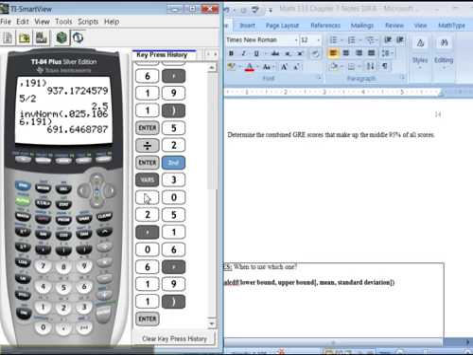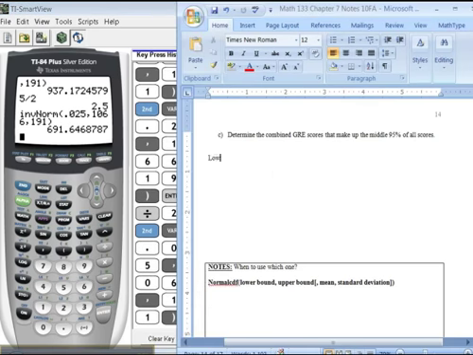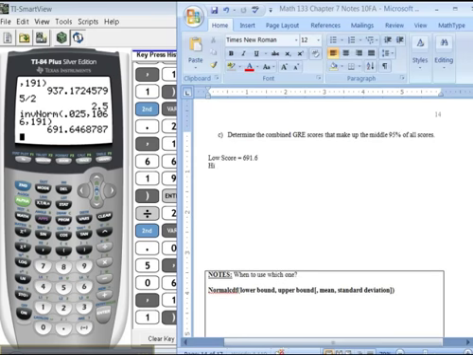There's the low score. The low score equals 691.6. What's the high score? The high score would be on the right-hand side. So keep in mind what the curve looks like. Just imagine a picture for yourself. You've got 2.5% on the left tail, you've got the middle making up 95%, and then you've got 2.5% on the right tail. So think about the right-hand cutoff score.